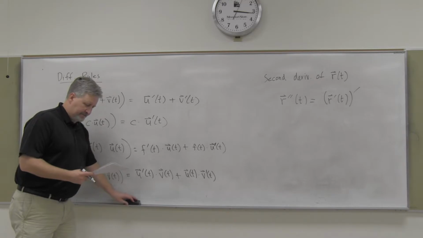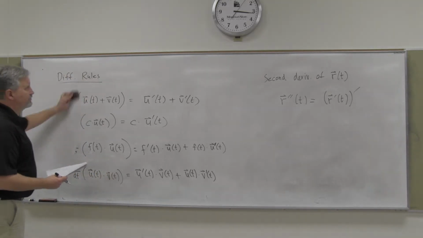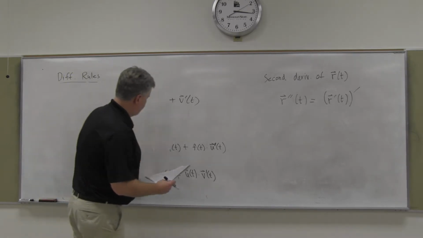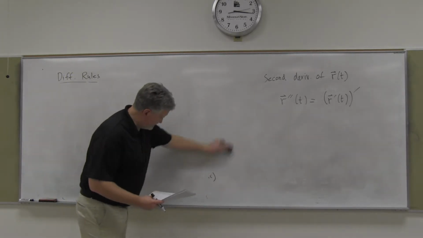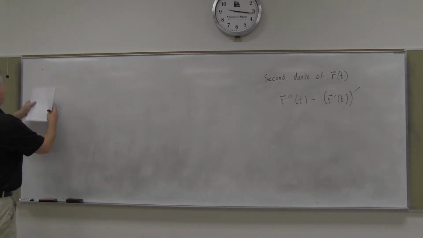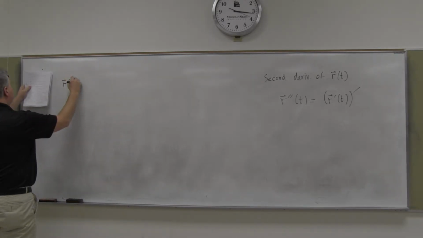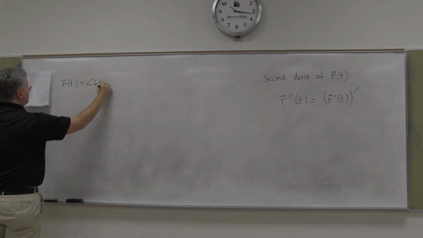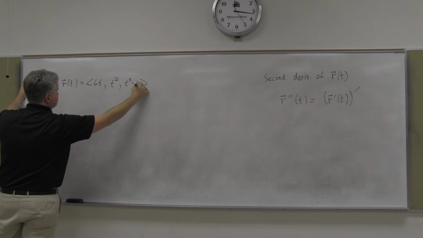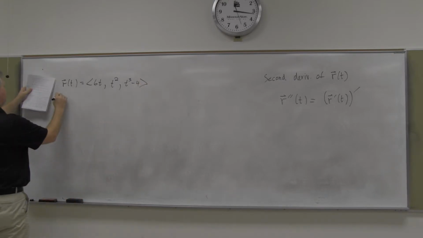Okay, so let's just do this little problem I got up here. R of t is 6t, comma t squared, comma t cubed minus 4. Okay, number one. Find R prime of t.